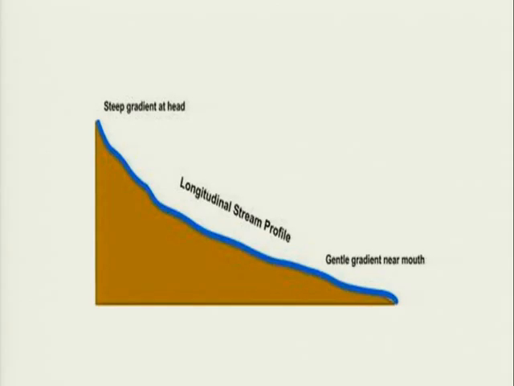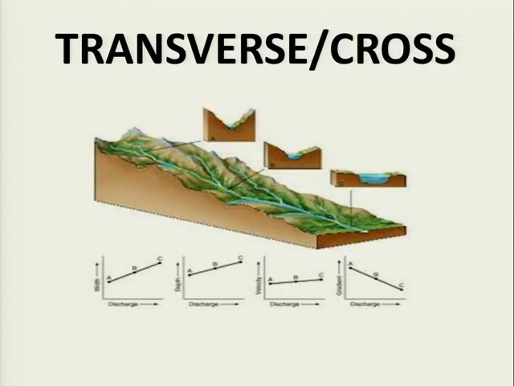Right. There we can see the longitudinal stream profile of a river. If you see a profile like that, you know that it is graded. Remember, it's from the start in the mountainous or higher lying areas all the way downwards to where it mouths into the sea.